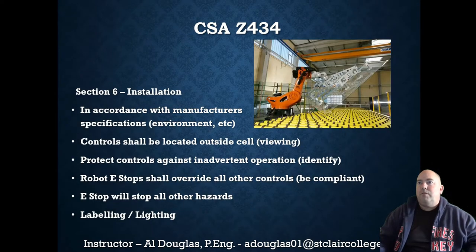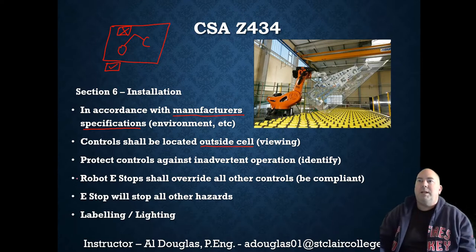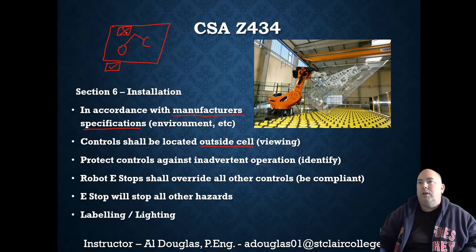The installation of these devices has to be done according to the manufacturer's specifications. Controls shall be located outside of the cell. So if you have a robot cell, controls for things should be located out here. They should not be located in there. Okay? Should be outside of the cell. So if you need to maintain things, you don't need to go inside the cell to get to them. They should protect against inadvertent operation.